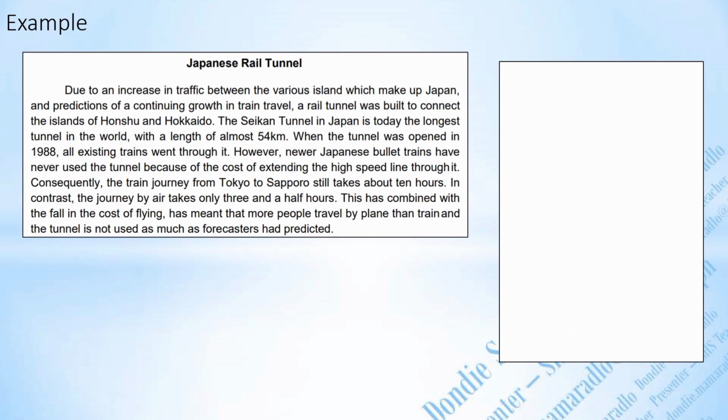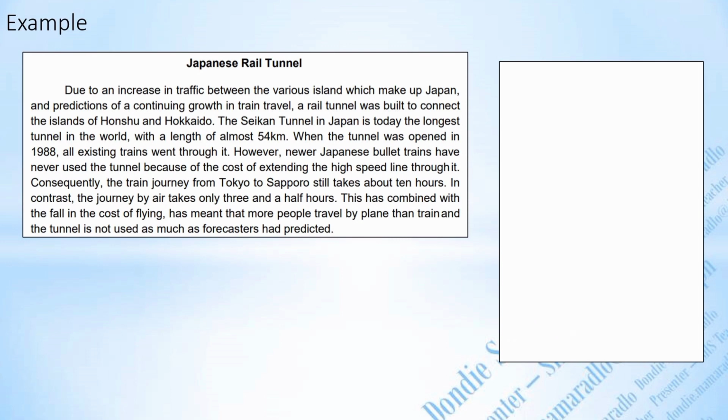However, newer Japanese bullet trains have never used the tunnel because of the cost of extending the high-speed line through it. Consequently, the train journey from Tokyo to Sapporo still takes about 10 hours. In contrast, the journey by air takes only 3.5 hours. This has combined with the fall in cost of flying and has meant that more people travel by plane than train, and the tunnel is not used as much as forecasters had predicted.